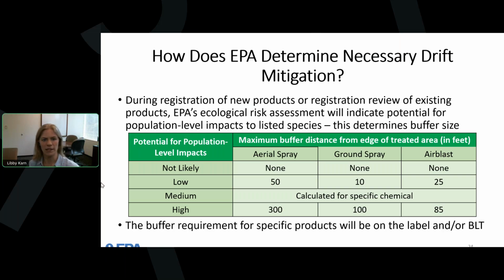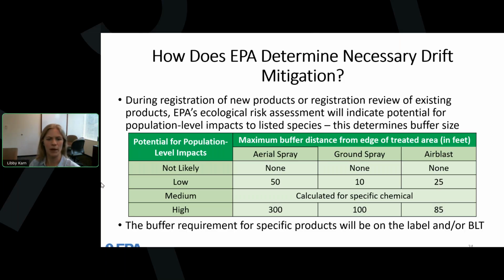If population level impacts to listed species are not likely for a pesticide use, then no downwind ecological spray drift buffer is needed. If the potential for population level impacts is low, then the minimum spray drift buffer sizes for the strategies will be applied. This is a 50-foot buffer for aerial applications, a 10-foot buffer for ground spray, or a 25-foot buffer for air blast. If the potential for population level impacts is high for a particular pesticide use, then the maximum spray drift buffer size will be applied.